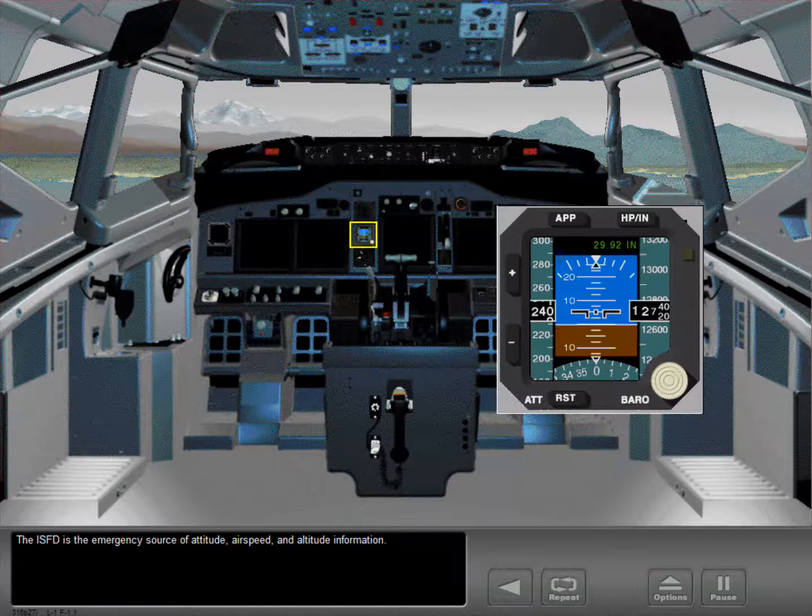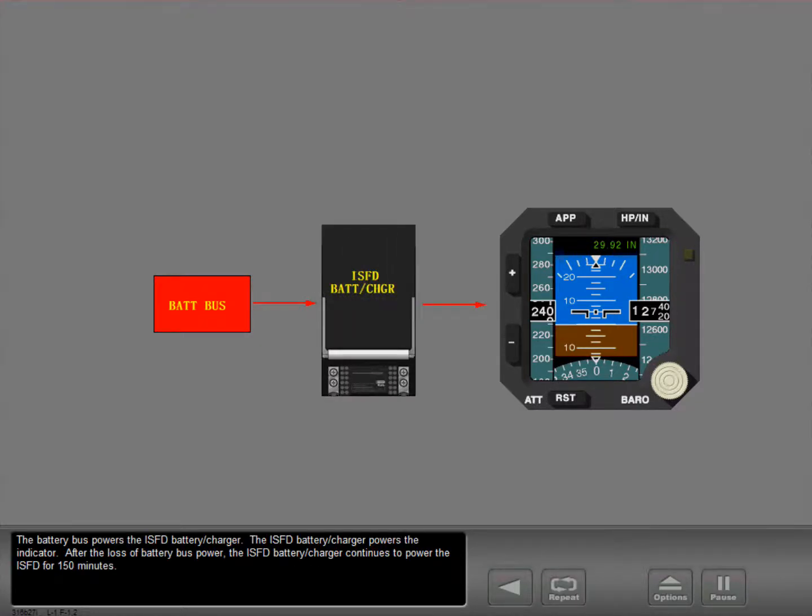The ISFD is the emergency source of attitude, airspeed, and altitude information. The battery bus powers the ISFD battery charger. The ISFD battery charger powers the indicator. After the loss of battery bus power, the ISFD battery charger continues to power the ISFD for 150 minutes.